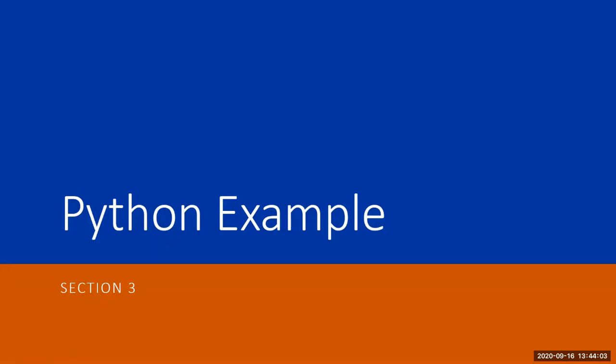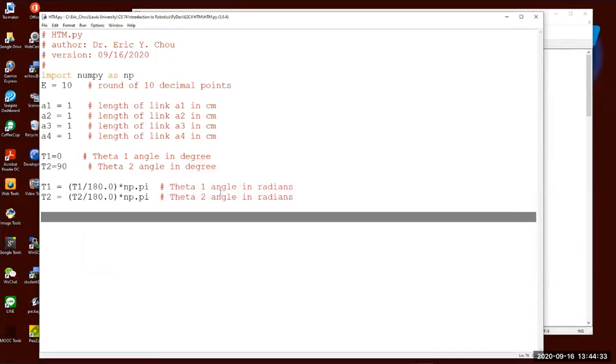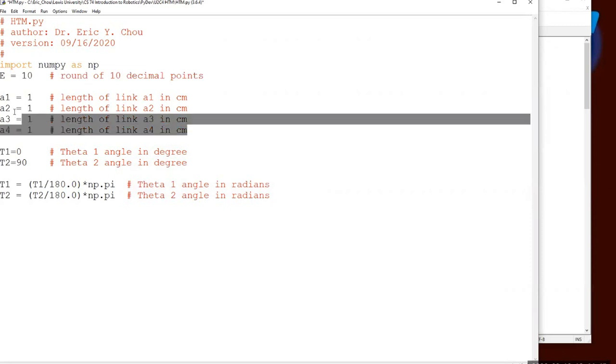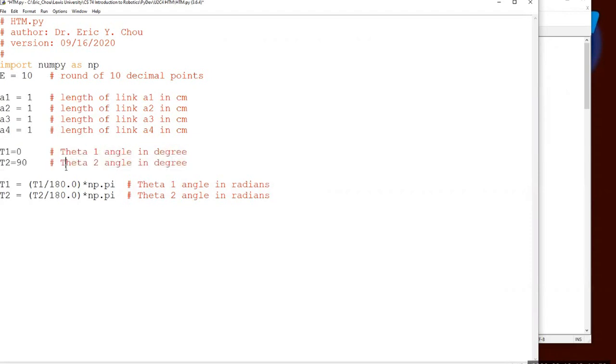So now let's look at the Python example. We are going to cover the rotational matrix, displacement vector, and homogeneous transformation matrix. So now we start from the similar program that we are using for the rotational matrix. So we set up the error level, we set up the length of the link, we set up theta 1 and theta 2. Theta 1 is 0 degrees, theta 2 is 90 degrees. And we also convert them into the radian scale.